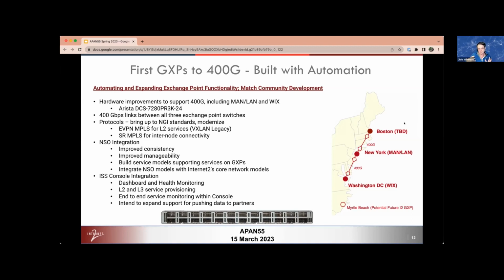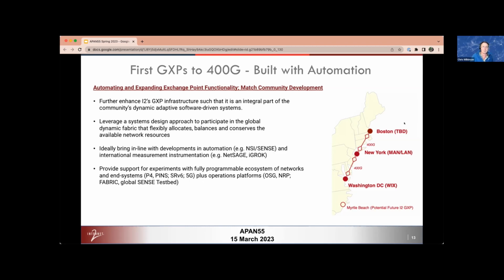So this is really intended to be an uplift of all our exchange points and a reintegration of those exchange points into our core. And we'll see why that's important coming up. This makes sure that those exchange points are integral to our software platform. It's intended to be a system, and that way we can layer in additional NSI and sense functionalities into those platforms as we go.